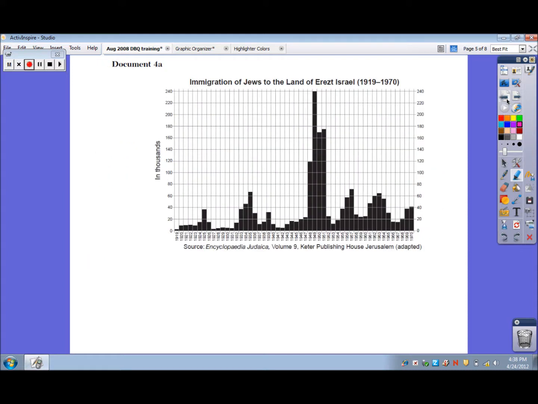Now this one is a little tricky. This chart, to be honest with you, doesn't give you too much information. This gives you numbers in thousands of Jews moving. So this is giving you numbers, the percentages, how many Jews moved in each year to Israel or Palestine.